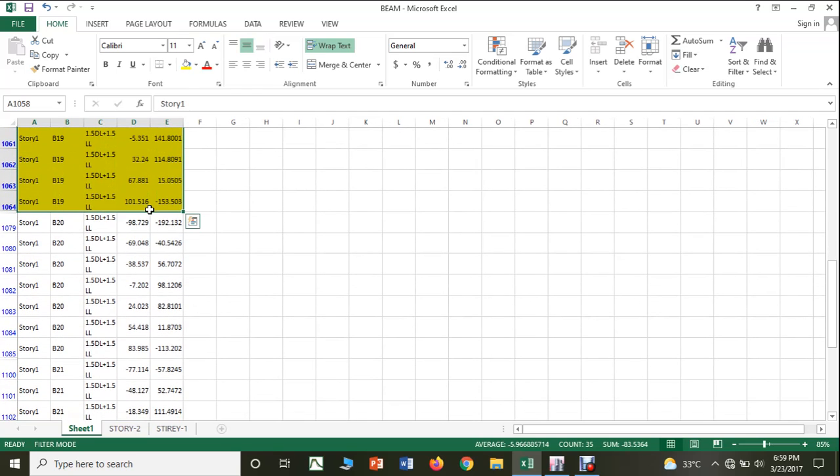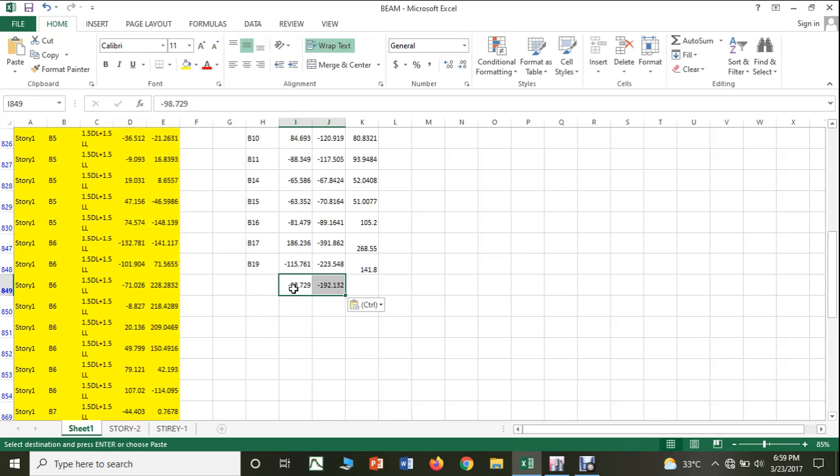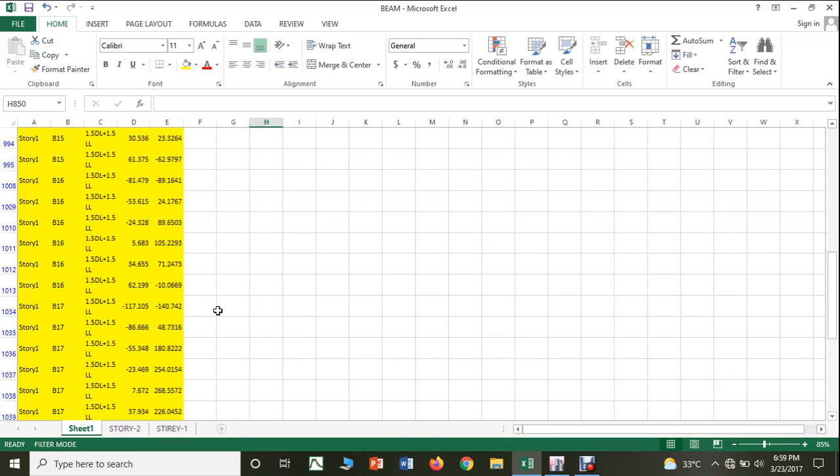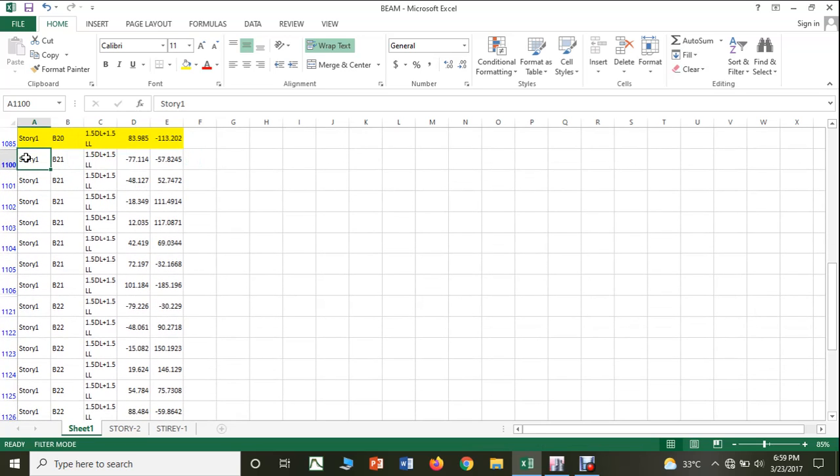The next that you can have is beam 20. The highest values are 78 and 192, and the positive value is 98.12. So that is beam 20.